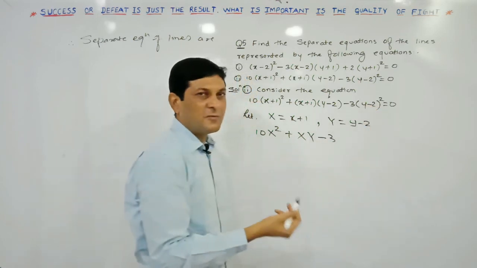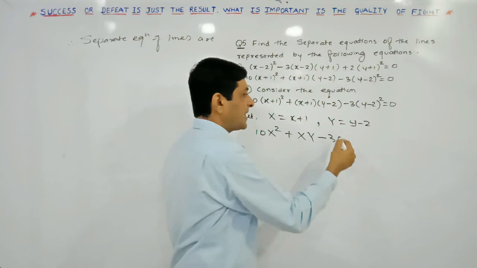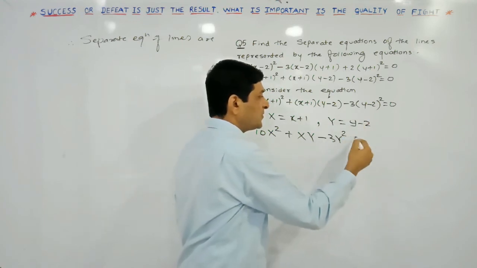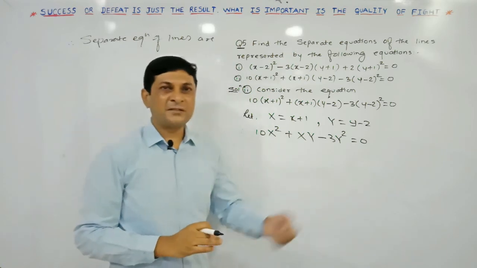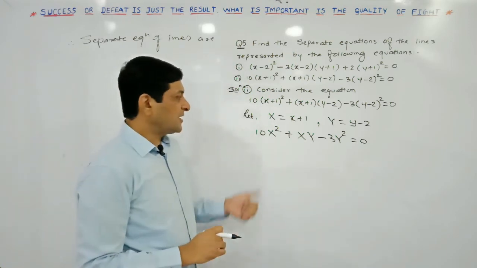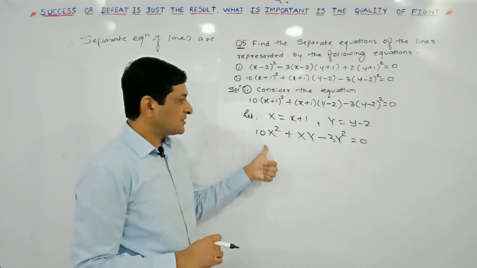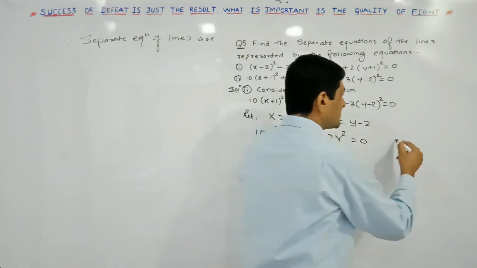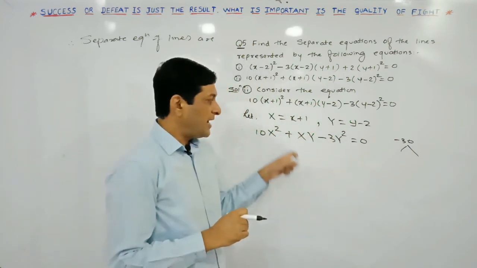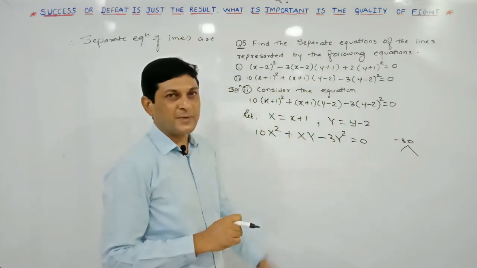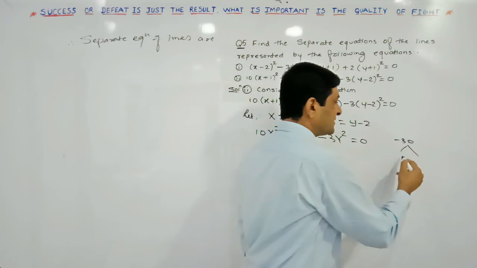Again we are replacing y minus 2 by capital Y. So square keep it as it is, equal to 0 also as it is. Now easily we can observe that this is a homogeneous equation. So let us try to find out its factors. 10 into minus 3 will be equal to minus 30. We have to find its factors such that the addition should be equal to plus 1.